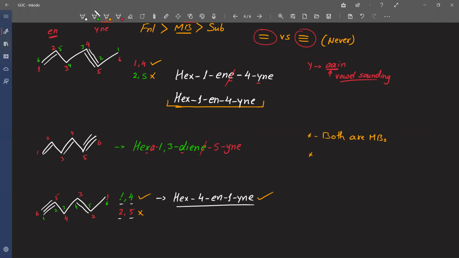Numbering should be given lowest number to double or triple bond if a functional group is not present. So numbering has to be lowest. That is what you have to make sure, irrespective of double bond or triple bond, right? And while you are writing, you write in the alphabetical order. That is, yn comes first, then ene. That's all. So these are the 3 bullet points for this. Okay.